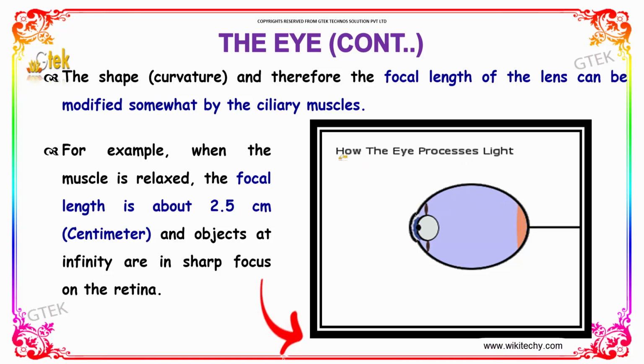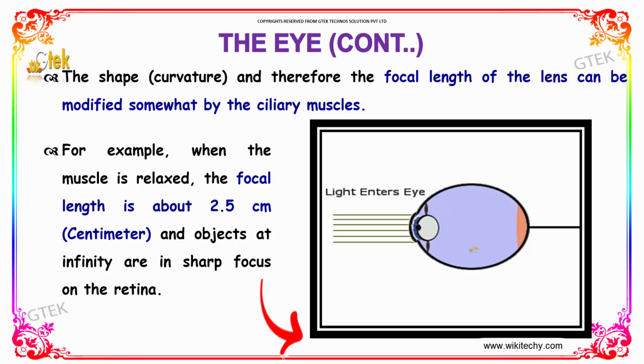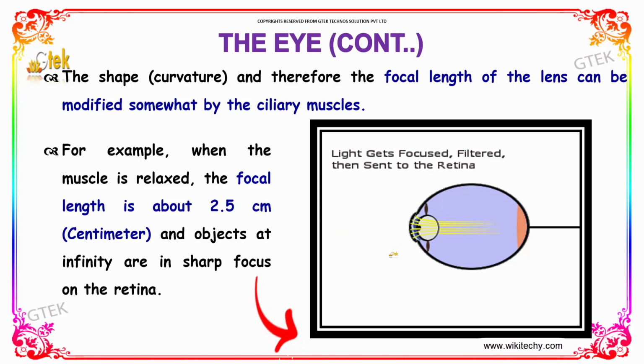So here is a question and we have to delve into it. How does the eye process light? The first thing is light enters into the eye. So this one is the rays of light. After this, if you see here, light gets focused, filtered and then sent to the retina.